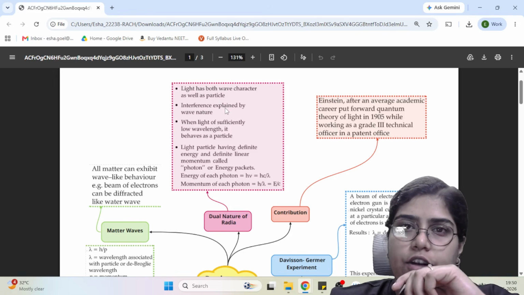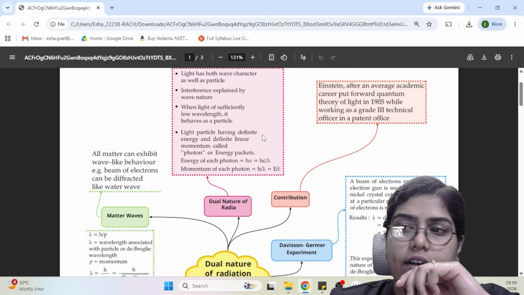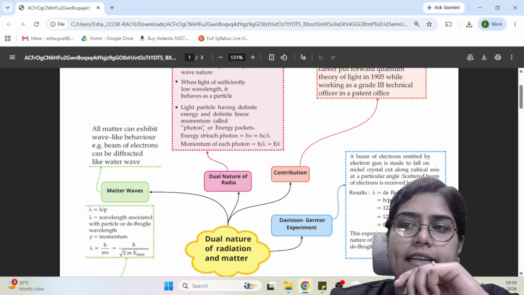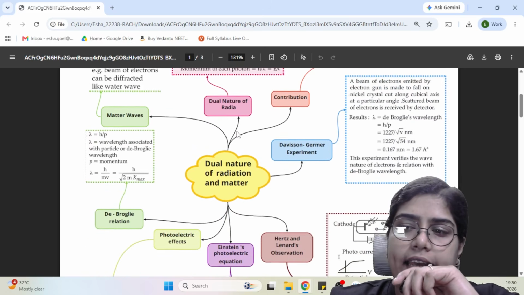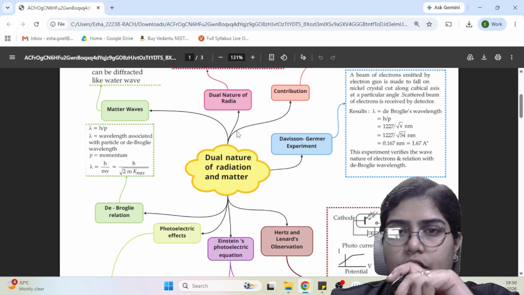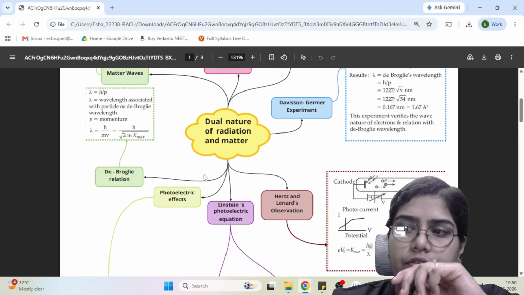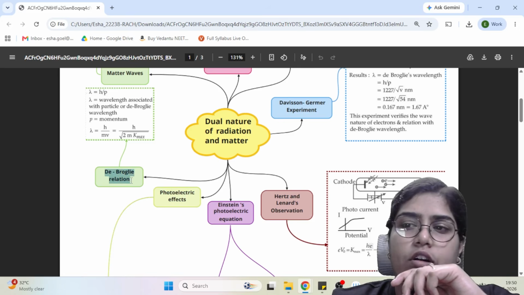The interference phenomena explained the wave nature, and the photoelectric phenomena explained the particle nature, wherein the released packets of energy were called photons. Second thing was there were two main phenomena, two main processes which you need to remember from the point of view of numericals. First being the photoelectric effect, and second being the de Broglie relation.